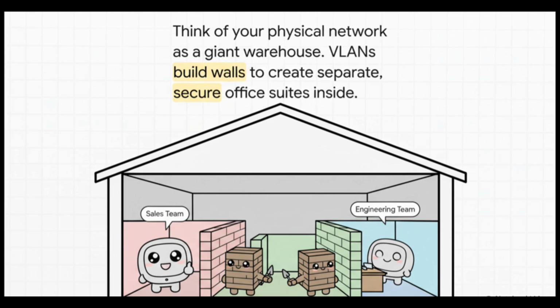I love this analogy because it makes it super clear. Imagine your physical network is one huge open warehouse. A VLAN is the tool that lets you go in and build walls inside that warehouse, turning it into individual secure office suites. The sales team gets their own suite, engineering gets theirs, and so on. They're all in the same building, sure, but their business is kept private.